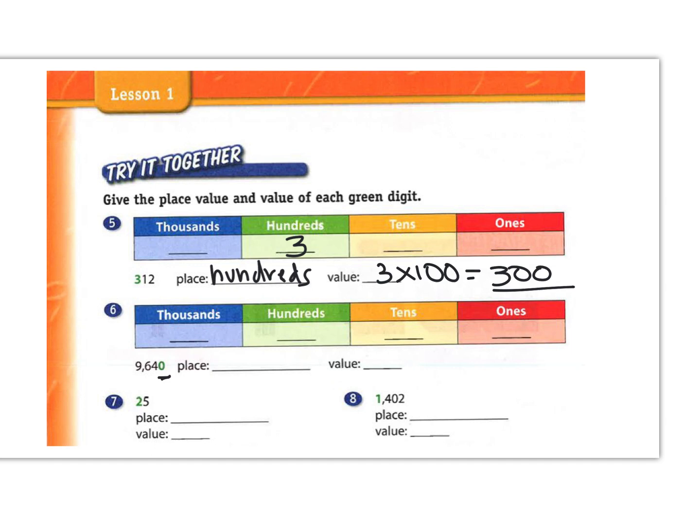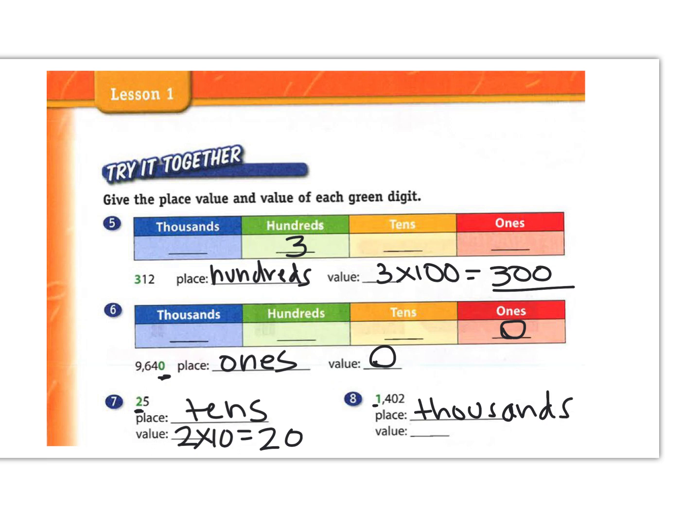The green digit here is in the ones place. That's 0, the green digit. The place is the ones. The value is 0 because there's nothing there. Number 7, the green digit, is in the tens place. And there's 2 tens, so we would do 2 times 10 equals 20. And then the last one, number 8, the 1 is in the thousands place. And then the value of that would be 1 times 1,000, which equals 1,000.